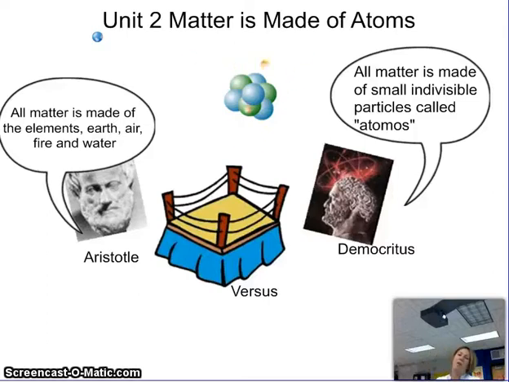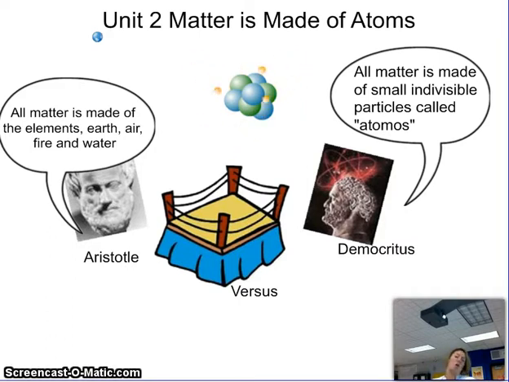Hi everybody, welcome to Unit 2. This is the chapter on atoms, and we studied that chemistry is made of matter, and we learned a little bit about observing matter and measuring matter and energy in our last unit, and now we're going to talk about the smaller parts of what matter is composed of.